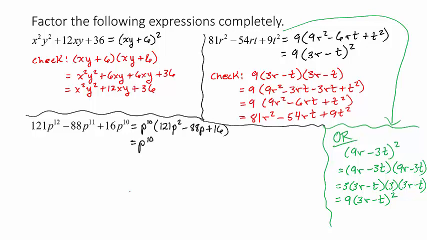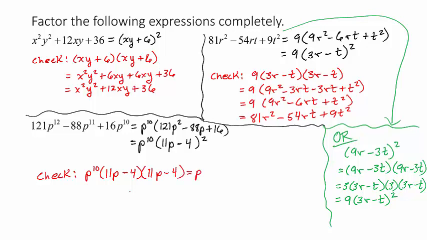So we've got p to the 10th, and then the binomial squared that we're looking for is 11p, right? Square root of 121p squared is 11p. The middle term is negative, so I'm going to have 11p minus 4 quantity squared. Okay, and now we're just going to check that. So we're going to say p to the 10th times 11p minus 4 times 11p minus 4. So this is what we're trying to expand.